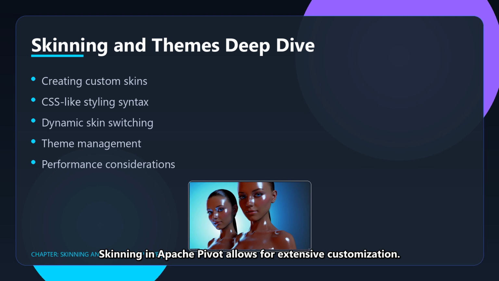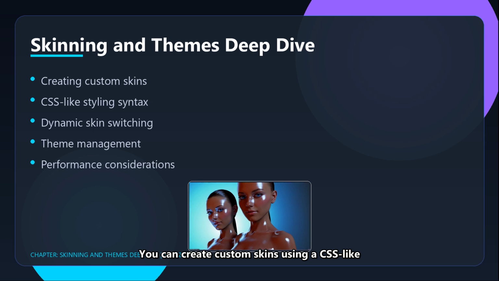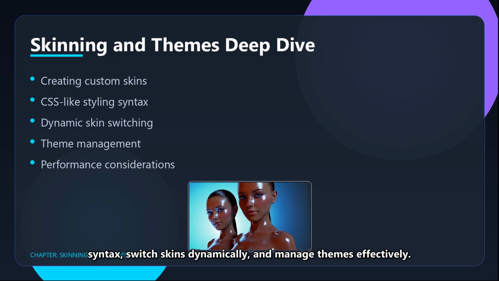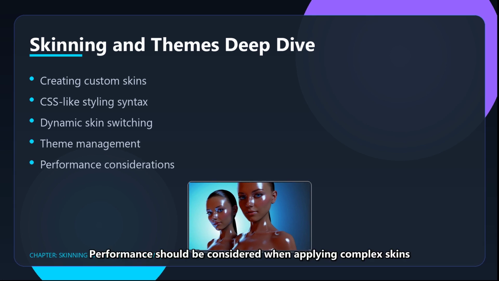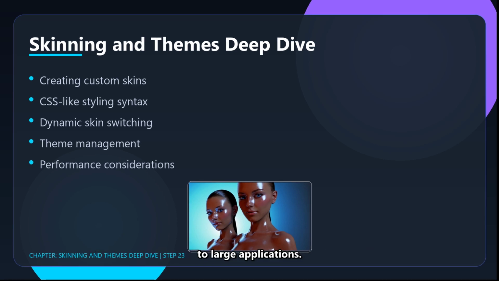Skinning in Apache Pivot allows for extensive customization. You can create custom skins using a CSS-like syntax, switch skins dynamically, and manage themes effectively. Performance should be considered when applying complex skins to large applications.